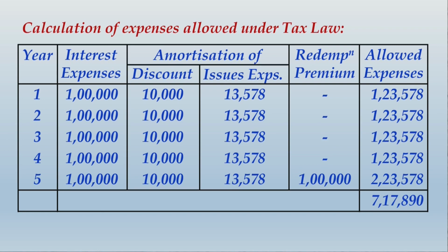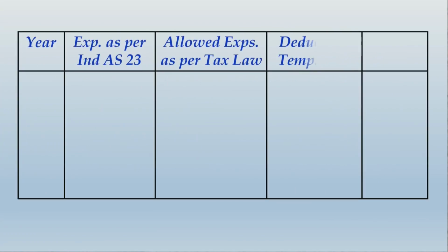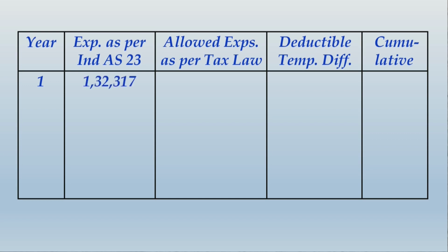Alright friends, you would have finished writing this whole thing. Now when we have got the details of expenses recognized under financial records and expenses allowed under tax law, it is time for us to compare the two and find the differences. So what we do is, we will start with year 1. The expense recognized as per Ind AS 23 will be 1,32,317. How we got this expense you have seen in the earlier working. The expense which is allowed as per tax law is 1,23,578.